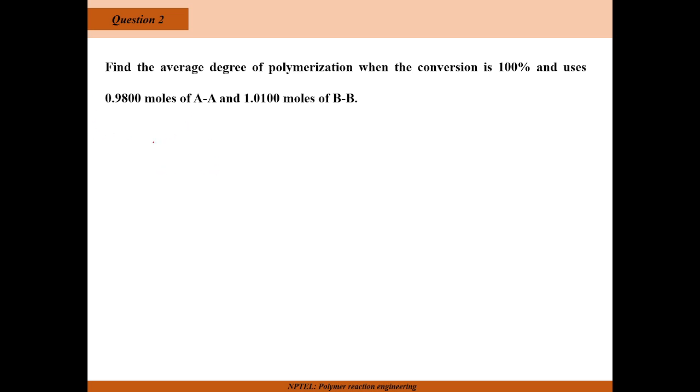Let me write the general formula first. So xn bar is given by (1 plus r) divided by (1 plus r minus 2rp). Here the conversion rate is 100%, which means p can be equated to 1. So it is (1 plus r) divided by (1 minus r). This is the formula that we need to know.